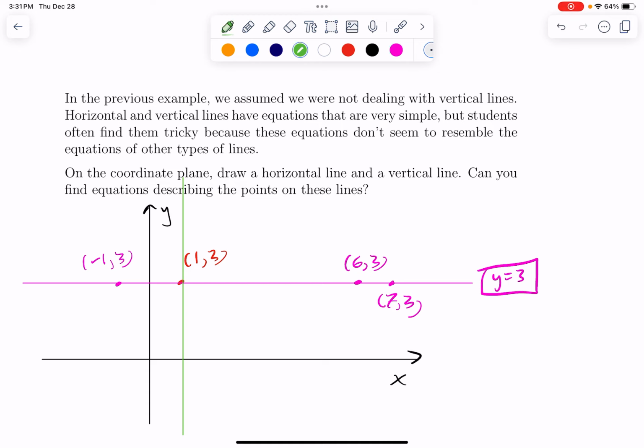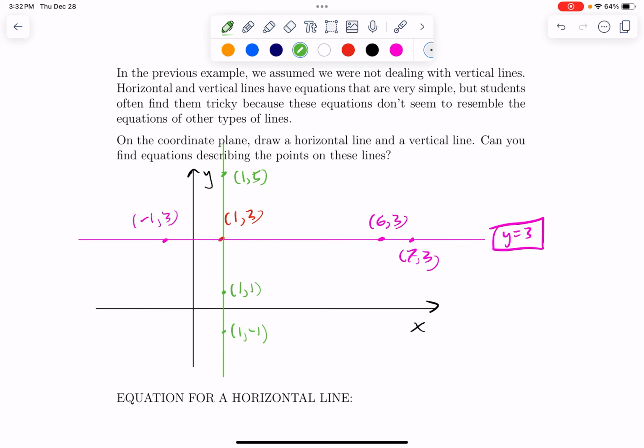Similarly, along this vertical line, here's (1, 1), here's (1, -1), here's (1, 5). We can describe all of those points by just saying the x-coordinate is 1, period. It might not look like those other forms. It's technically standard form, but it's super simple. X = 1 describes everything on that line, end of story.